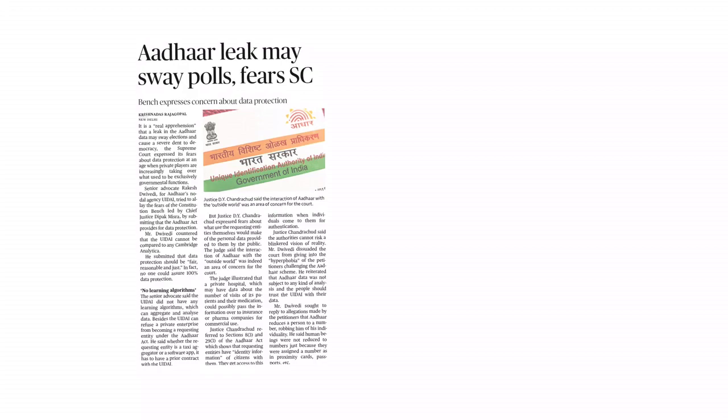Aadhaar leak may sway polls, fears Supreme Court. With regard to the constitutional bench hearing about Aadhaar, it has expressed why a Cambridge Analytica kind of situation can't come up in India. Why can't people's personal data be used by political parties to their advantage, which is a normal fear the Supreme Court has expressed.